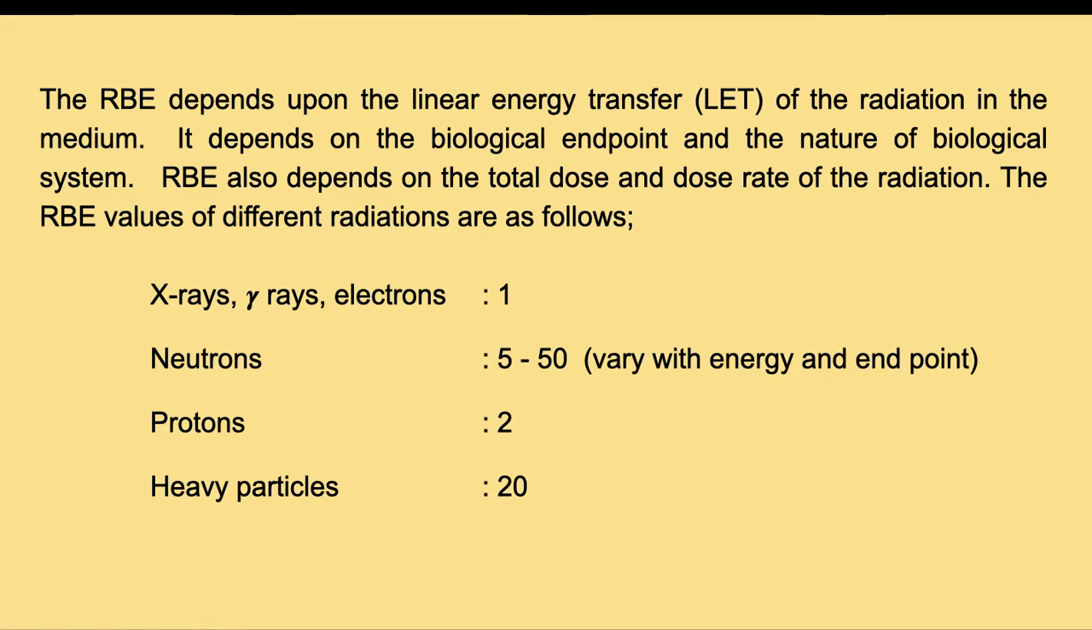The RBE values of different radiations are as follows. For X-rays, gamma rays and electrons it is 1, and for neutrons it is 5 to 50. That means it varies with energy and endpoint. So you can have slow neutrons, fast neutrons, thermal neutrons, etc. And correspondingly this value will vary from 5 to 50. And for protons it is 2, and in some books you can see it as nearly 5, and for heavy particles it is 20.